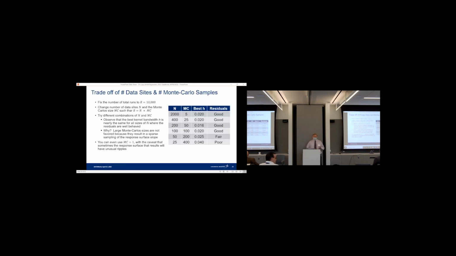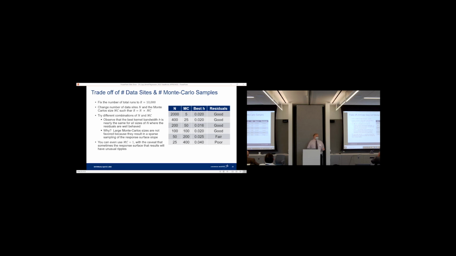So I did some trades. Again, this is a toy problem, but it illustrates a general point we learned. If I have a fixed number of experiments I can run because my computer cluster only has so much capability, I have a choice. I can do lots of data sites, or I can do very large Monte Carlos. It turns out the trade is basically driven by the slope of the curve. You want to get at least 4 points on the slope of the curve in different regions. More is better. So it turns out this technique prefers smaller Monte Carlos and a lot more data sites.